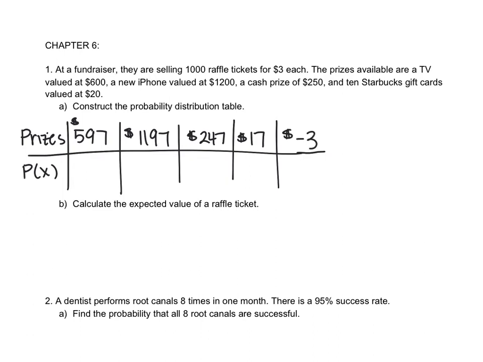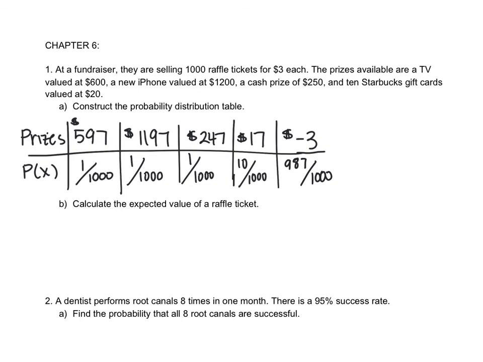So there's only one TV out of the 1,000 raffle tickets. There's one iPhone. There's one cash prize. There are 10 Starbucks tickets. And then to get the probability that goes with -3, we take 1,000, subtract 1 three times, and then subtract 10. So 987 out of the 1,000 tickets aren't going to win anything.